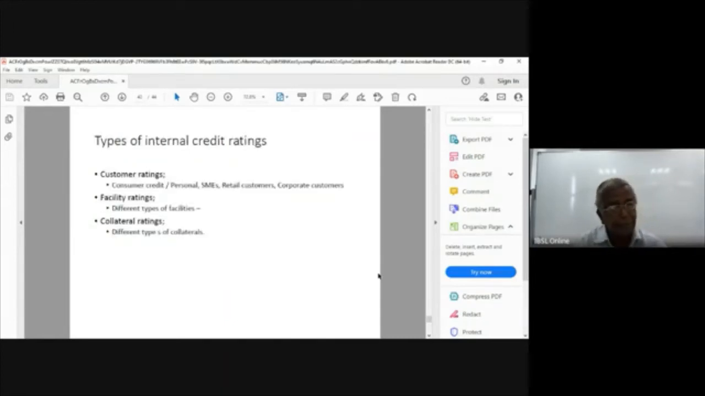Now, there are also types of internal credit rating. Customer rating is there: consumer credit customers rating, personal customers, SME customers, retail customers, corporate customers, the credit rating is there. Facility rating also. For different types of facilities, credit rating is there. Banks are doing that. Then collateral rating is also there. For different types of collateral, the banks have to do the credit rating. So customer rating is there, facility rating is there, collateral rating is also there.